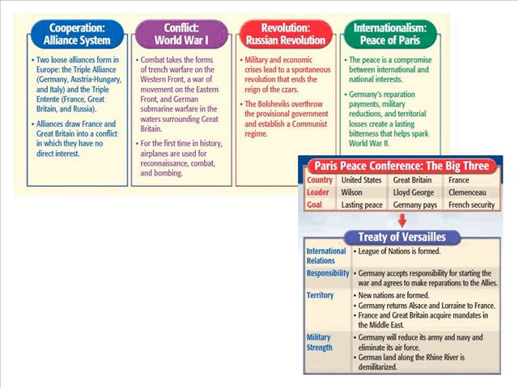What happened? The League of Nations is formed. The responsibility, Germany accepts responsibility for starting the war. Territory, new nations, we went over that. And military strength. Germany will reduce its army and navy, eliminate its air force. German land along the Rhine River is demilitarized. And so when Hitler comes to power, he feeds on these things, like having to pay and not allowing them to have an army. And that's some of the things that started to add to World War II.